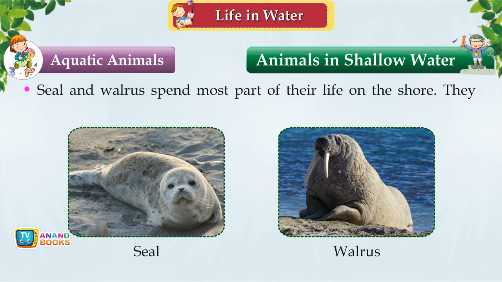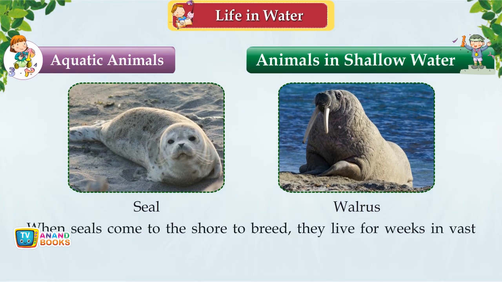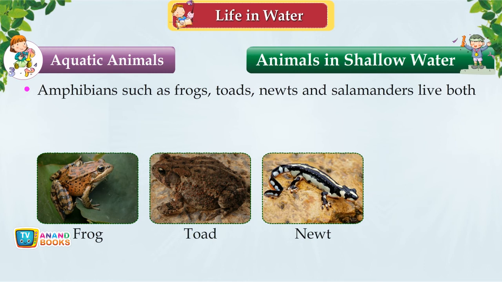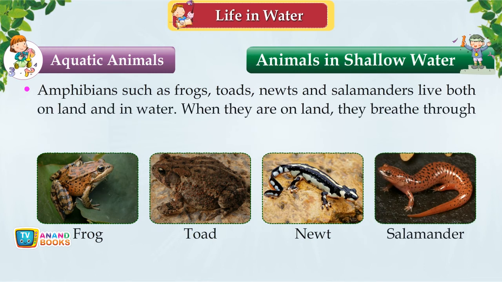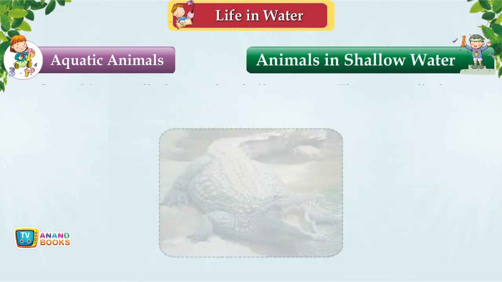Seal and walrus spend most part of their life on the shore. They have shiny skin and strong flippers that help them swim in water. When seals come to the shore to breed, they live for weeks in vast colonies called rookeries. Amphibians such as frogs, toads, newts, and salamanders live both on land and in water. When they are on land, they breathe through their lungs. In water, they breathe through their moist skin.